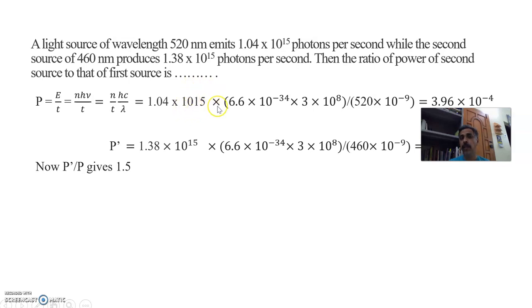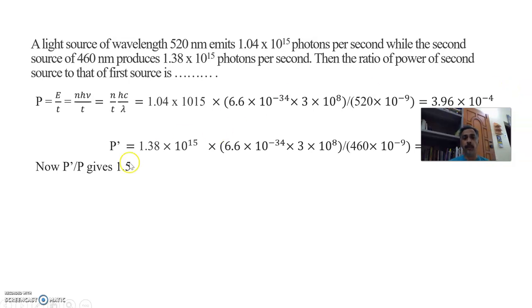10 power 15 into h, 6.6 into 10 power minus 34, c is as usual 3 into 10 power 8 meters per second, divided by lambda value, 520 nanometers, 520 into 10 power minus 9, per second is asked. So T is 1 second, we substitute 1 instead of T. Therefore what we get is 3.96 into 10 power minus 4. This is P, the first source.